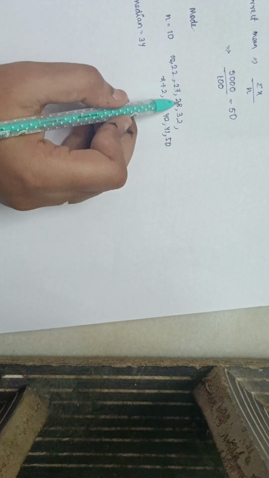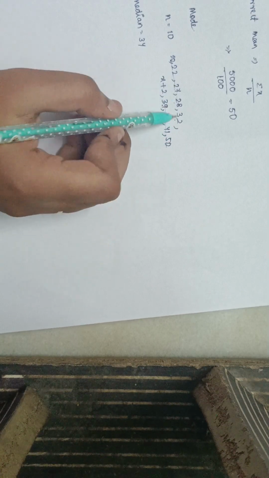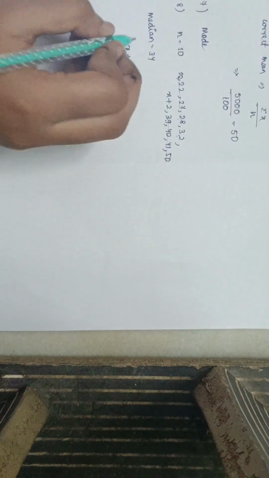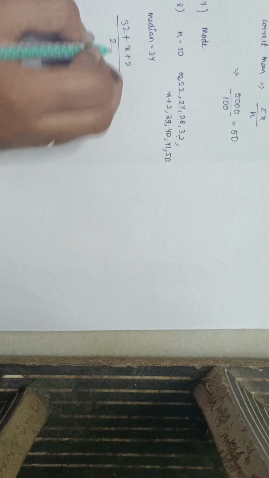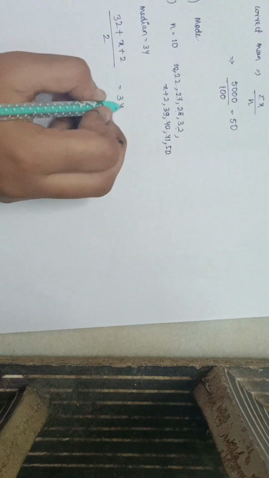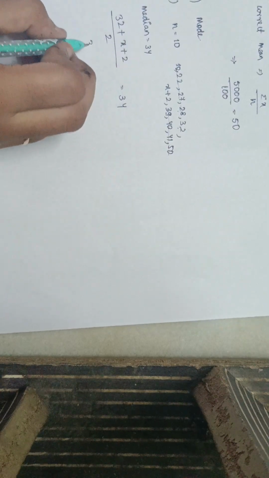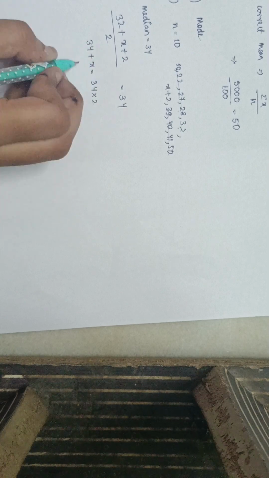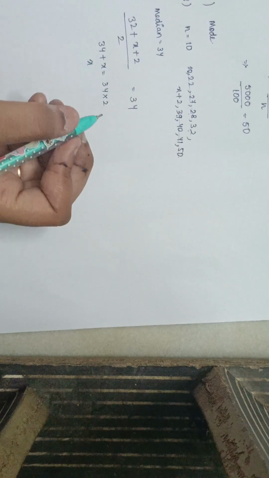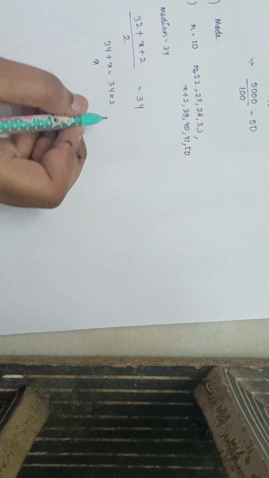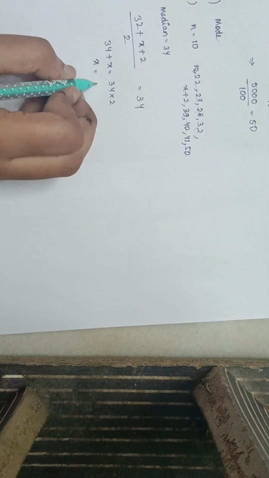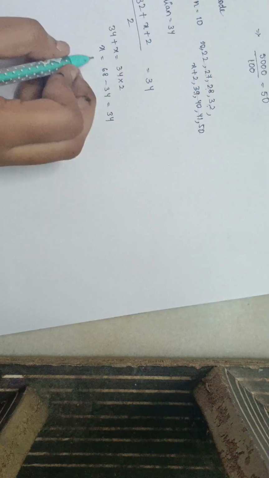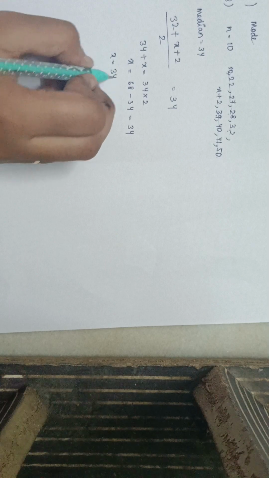So the median is the average of the two middle terms, 32 and x plus 2. Median equals x plus 2 plus 32 by 2, given that median is 34. So 34 plus x equals 34 into 2. That means 34 into 2 equals 68 minus 34, that equals 34. So the value of x equals 34.